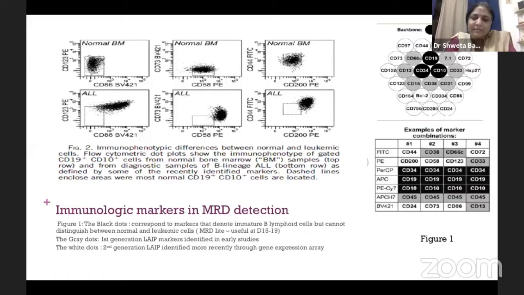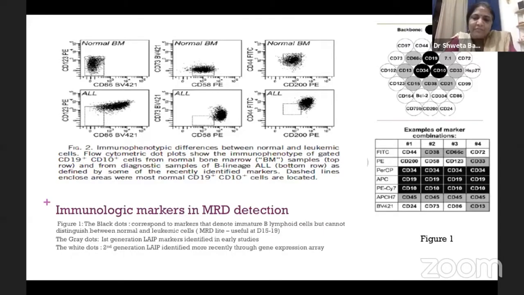The reason is that when we give induction therapy, by day 15, along with the leukemic cells, normal hematopoietic cells are also destroyed, and there are no normal hematopoietic or progenitor cells present at that time. So whatever we are seeing at that time is mostly leukemic residual cells. But if you do it after that, the bone marrow starts regenerating, and we start seeing mature cells or immature lymphoid normal progenitors, and then it becomes very confusing.